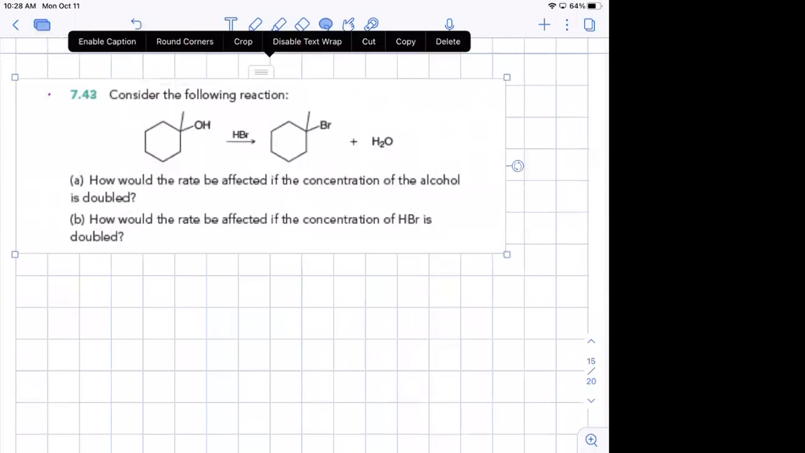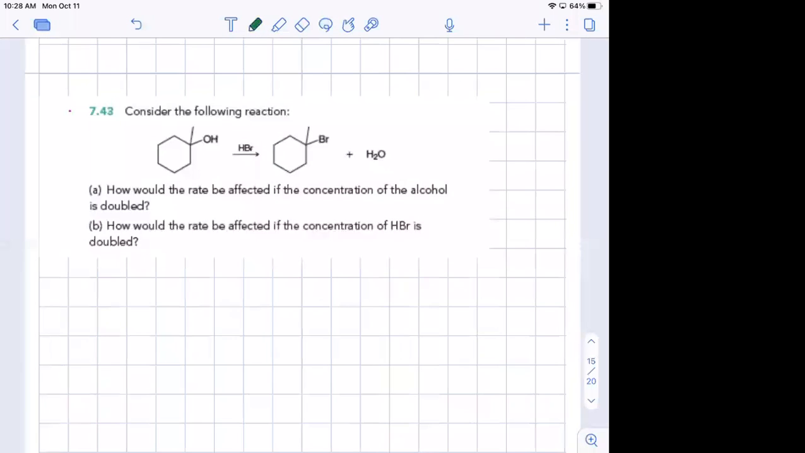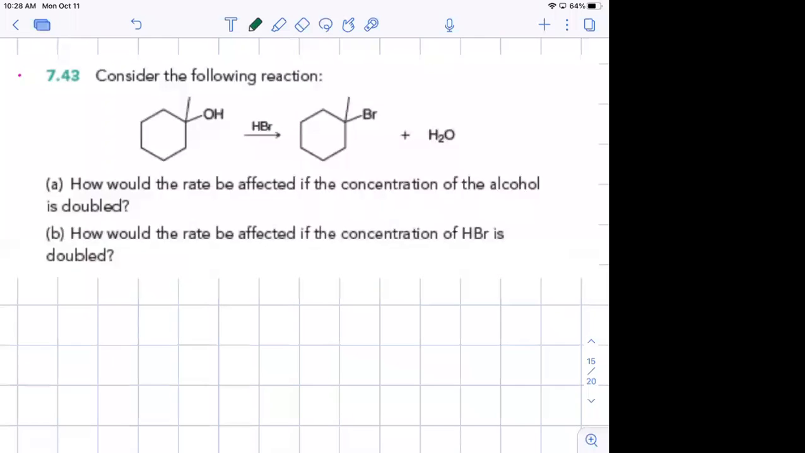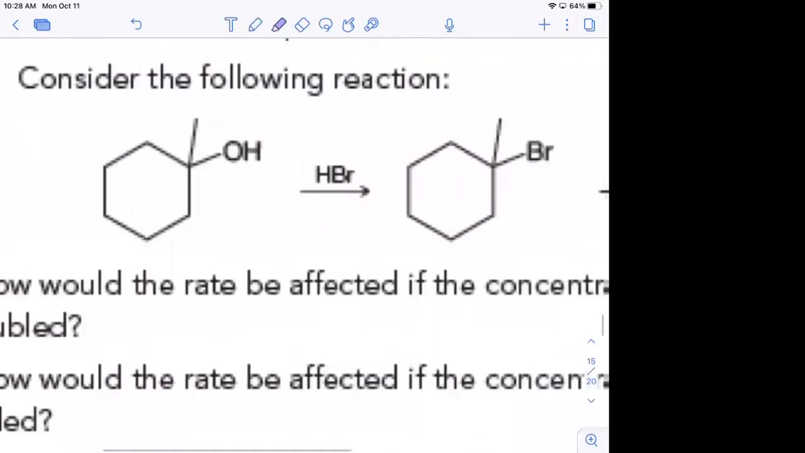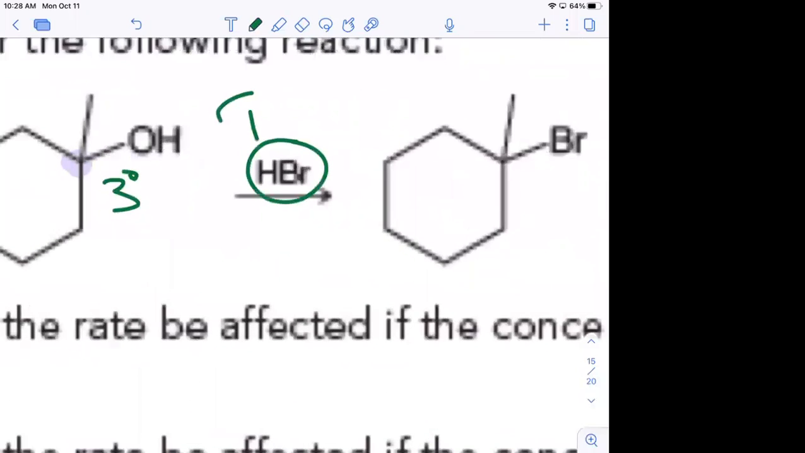this question. What do we need to know in order to answer the questions? Look at what it's asking. It's asking about the rate. So in order to know what the rate law is, we need to know what type of reaction we're dealing with. All right, so let's go through and look at some of the clues. We have a tertiary carbon, a tertiary substrate. HBr is protic.